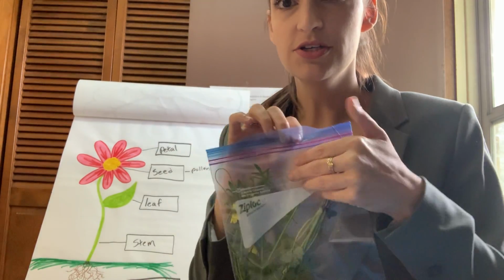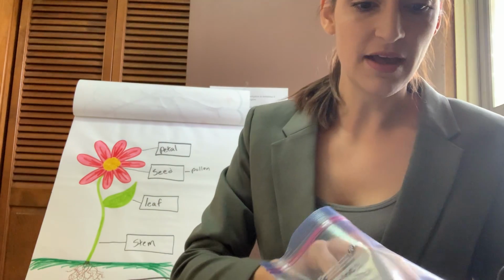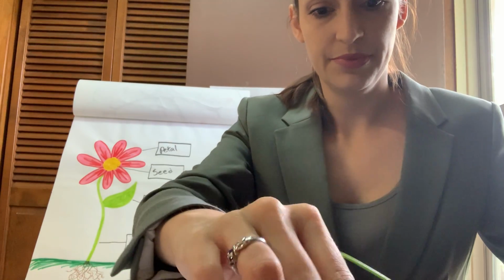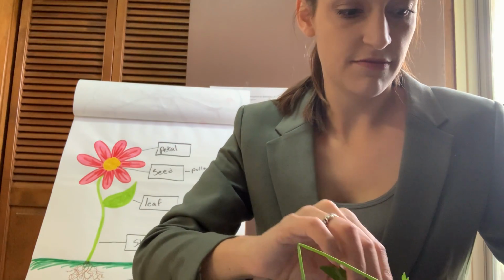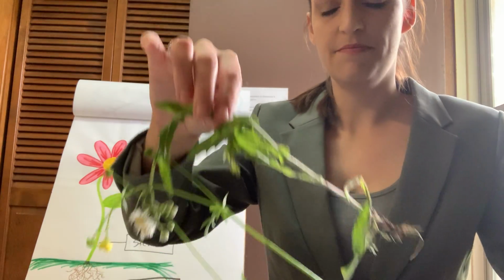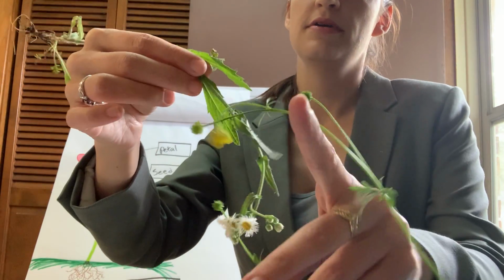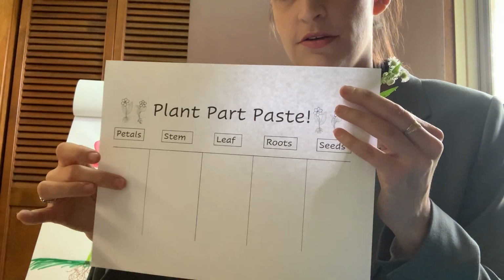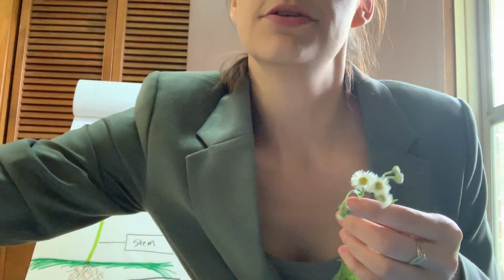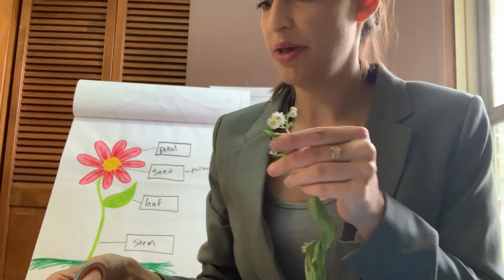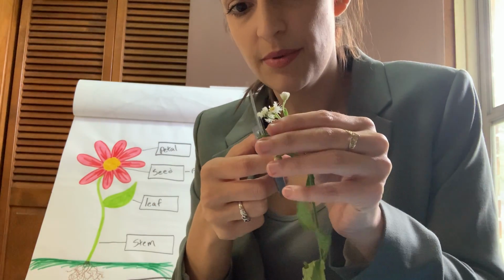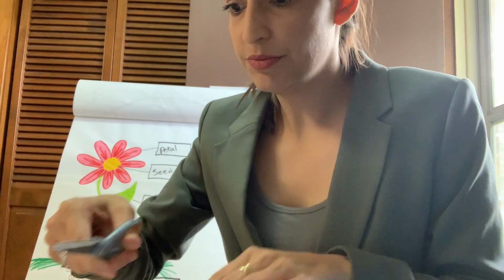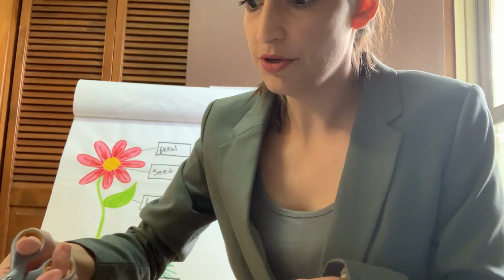So in your Ziploc bag, you have some flowers. And I want you to take them out and look at them. So let's see what we have here. So we can look at them. You're gonna take your paper and your scissors, and you're gonna find where some petals are, and you're gonna cut off the petals, and you're gonna glue them onto your paper.